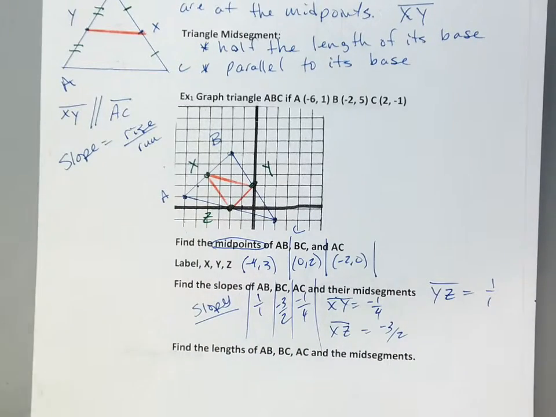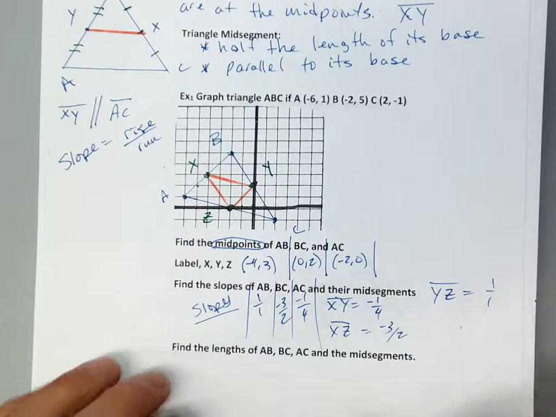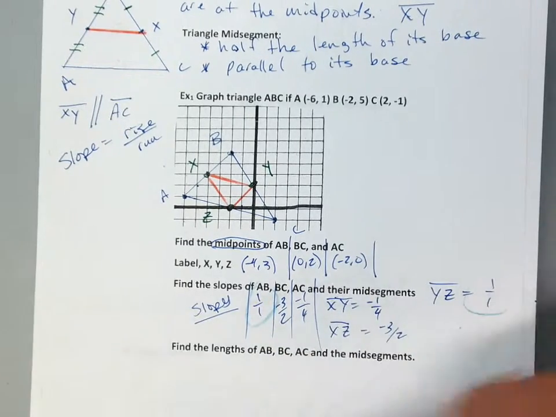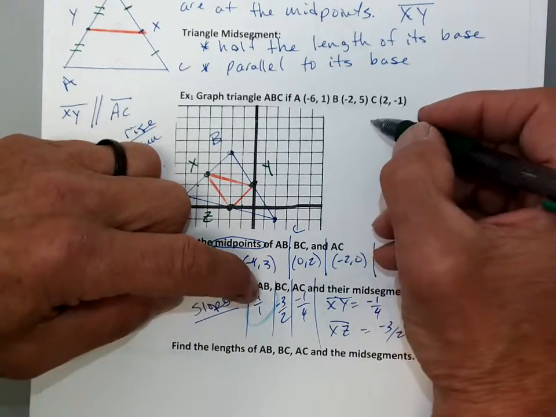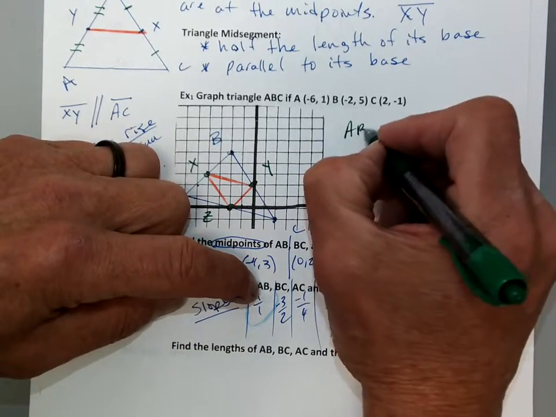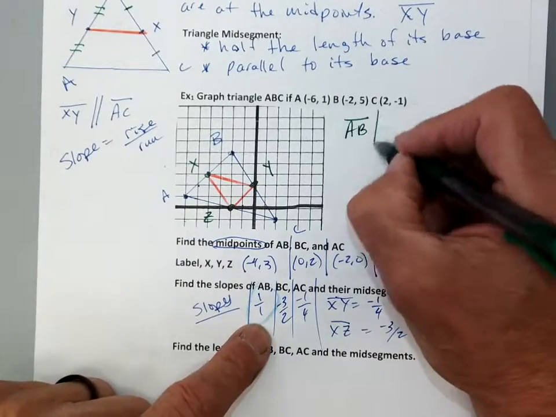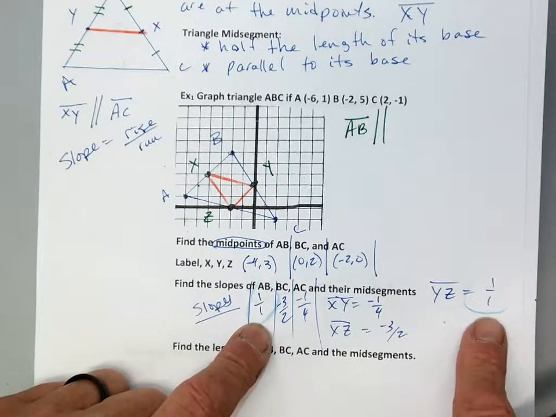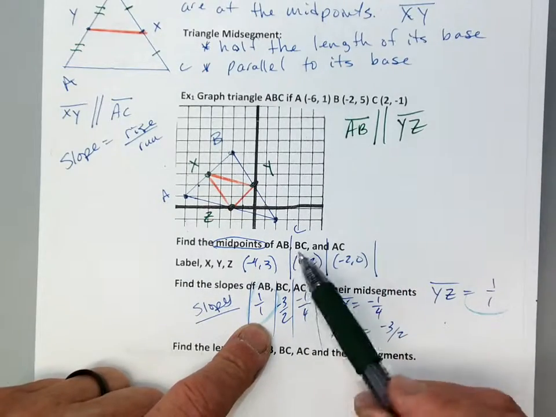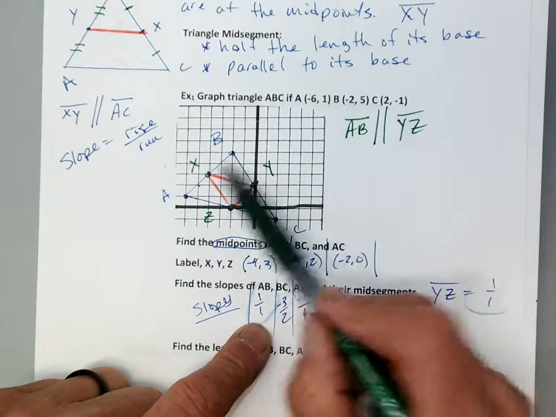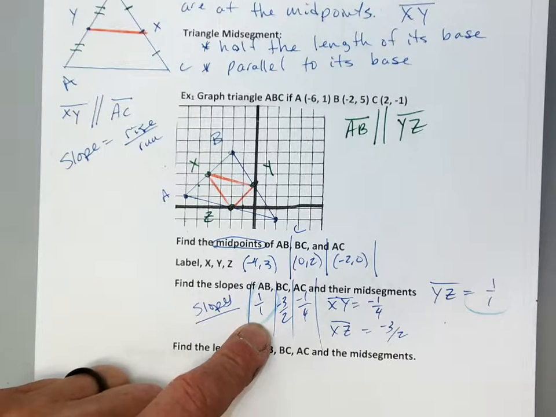Okay, here's what I know. If you have equal slopes, you're parallel, right? So I got an equal slope here and here, okay? So here's what I'm going to state. I'm going to say that AB is parallel to YZ. Yeah, they look parallel, don't they? They look parallel, and they are because they have the same slope.